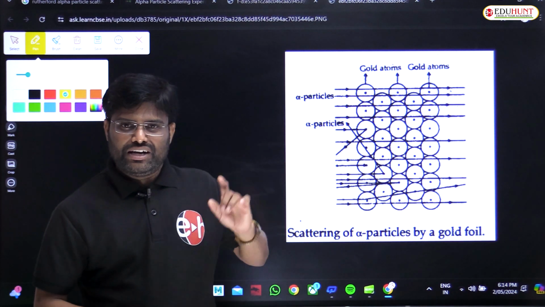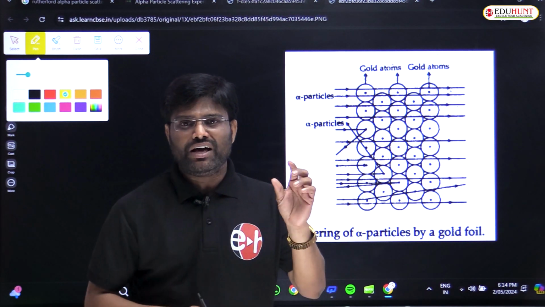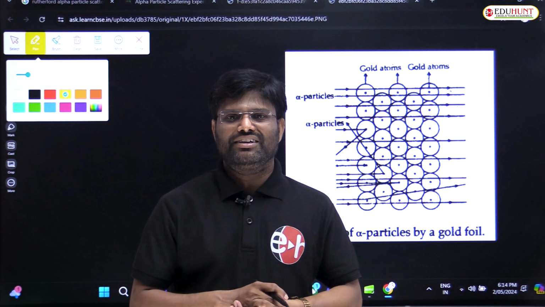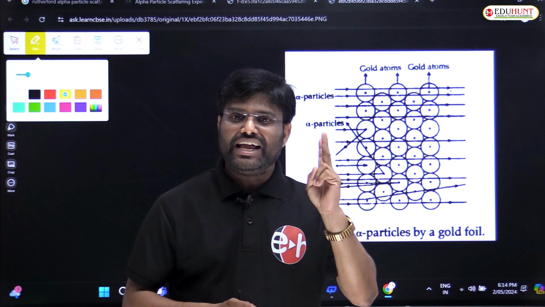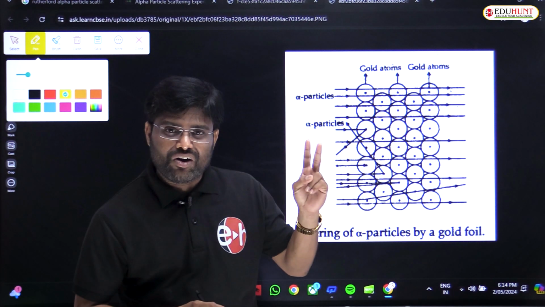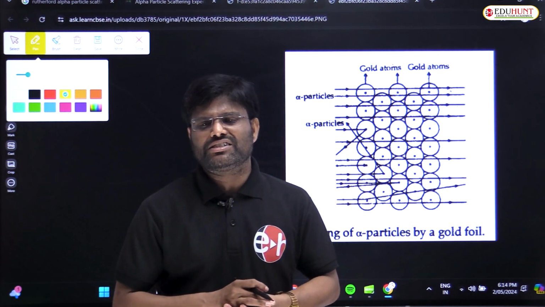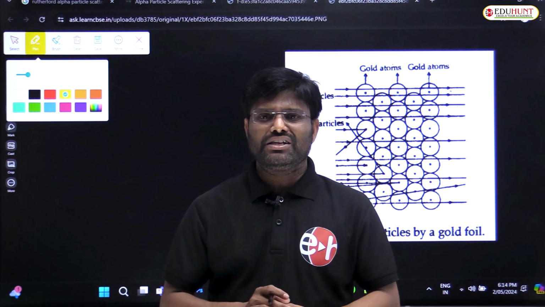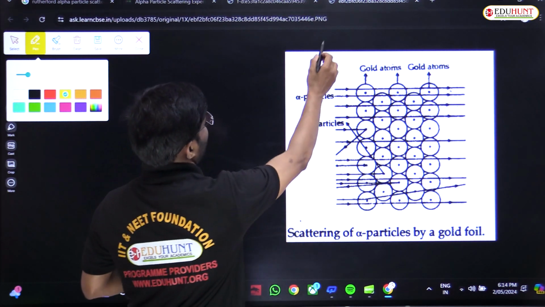Okay, listen, one more time I'll tell you. Most of the alpha rays travel in a straight direction without any deviation. That is the first observation. The second one is that some alpha rays are deflected in large angles and small angles, and very few alpha particles bounce back to the same place. These are the three observations I told you in the alpha ray scattering experiment.